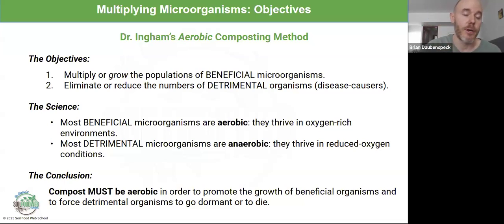So what are our objectives? Our objectives are to, based on all the benefits we've been mentioning, multiply or grow the beneficial microorganisms, and we want to eliminate or reduce the detrimental organisms. What's the science say? The beneficial organisms like aerobic conditions, the detrimental microorganisms like anaerobic conditions. And to me, the even simpler idea is knowing that plant roots are aerobic and we're growing plants and they feed from the roots. So we want aerobic microorganisms. Good. Next slide, please.